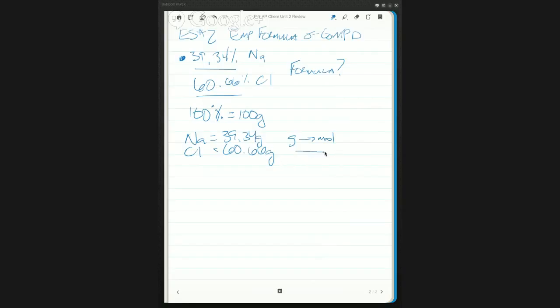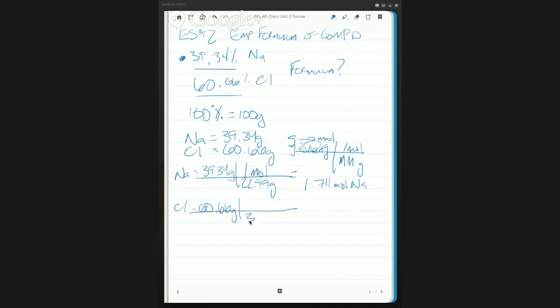If we're converting grams to moles, then we set up a bridge. We start with grams here, and we get the molar mass in grams here to 1 mole here, and we take whatever our given is, and we divide it by the molar mass. So for sodium, 39.34 grams, do a little bridge, 22.99 grams in 1 mole, because we're converting grams to moles. So 39.34 divided by 22.99 means that we have 1.711 moles of sodium.